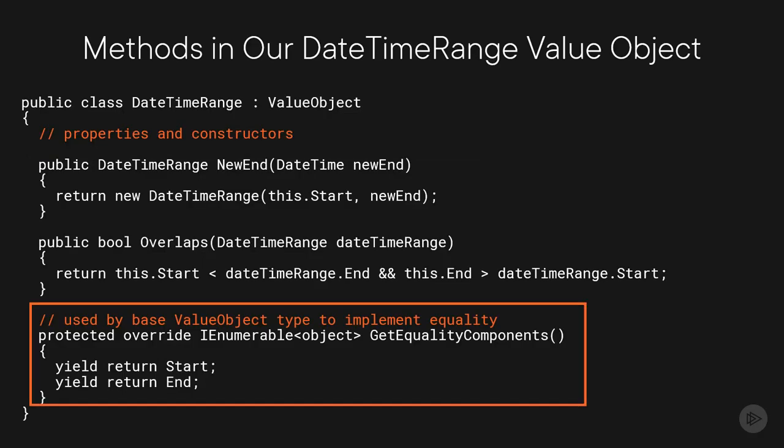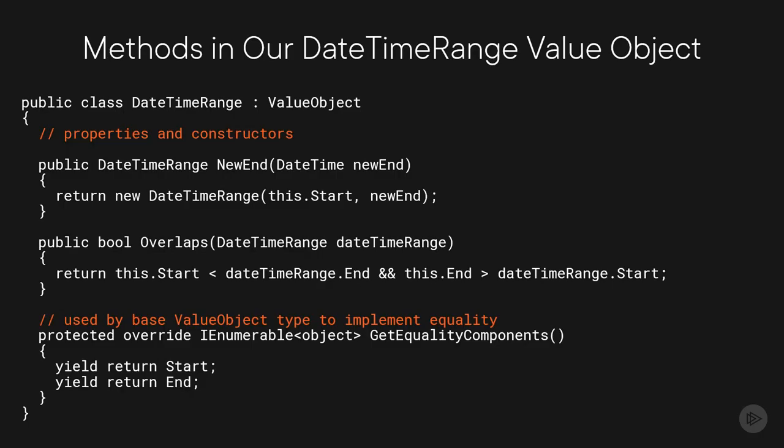Finally, the base value object class requires overriding a GetEqualityComponents method. This is used when comparing two instances of the value object, and it's up to you to decide which properties should or shouldn't be included. In the case of DateTimeRange, the start and end times are sufficient. If two DateTimeRange instances have the same start and end values, they should be considered equal.